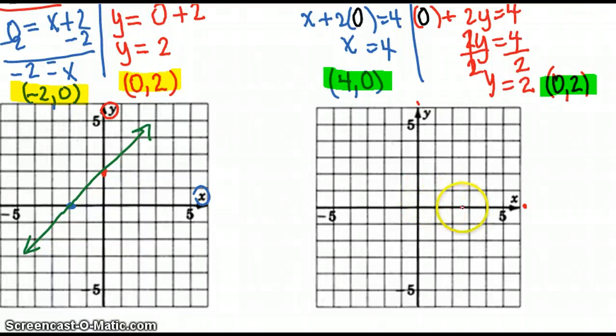Over here we've got 4, 1, 2, 3, 4, 0. And we have 0, 1, 2. There are those 2 points. Take a straight edge if you want to be super neat. I don't have a straight edge, so my line's a little bit crooked. My granddaddy would be very disappointed in me because his rows in his garden were perfectly straight. So you need a straight edge to make neat graphs.